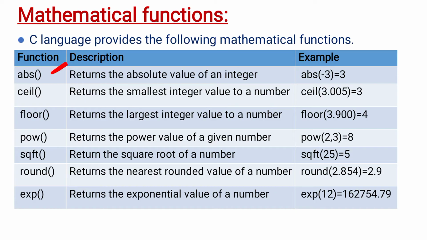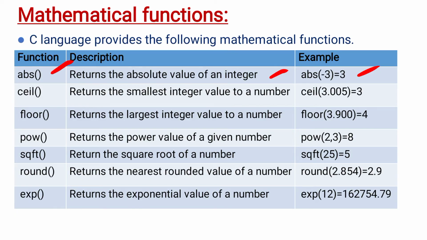Here ABS means absolute. The abs function means absolute function. This function is used to return the absolute value of an integer. Here is the example, abs of -3. So here -3 we are providing as the argument to the absolute function. This function is going to return the output 3. The result is 3. So if you provide a negative number or a positive number, we will get a positive number only. We will get the exact value as output.